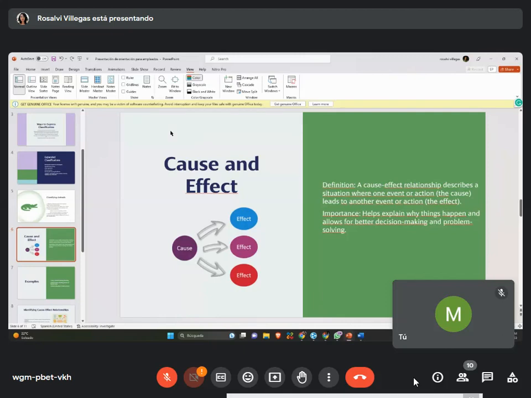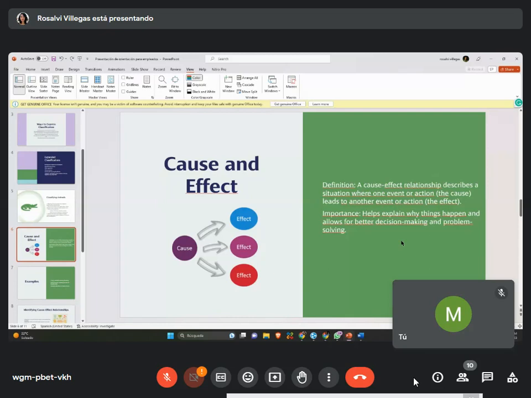So why do we use cause and effect relationships? Because this helps us explain why things happen and allows us better decision making and problem solving. If we know that something is the cause of some other thing, it's easier to make decisions regarding that. Obviously, if you have to pass a test, you need to study. It's just a cause and effect situation. If you don't study, the effect will be that you're not going to pass the exam.